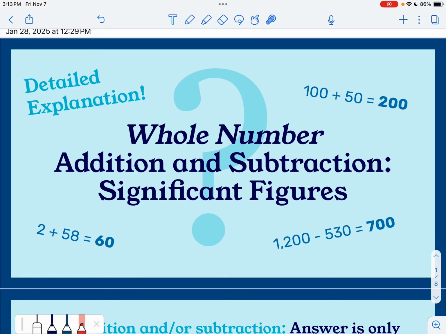Today we're answering a question that confuses a lot of students. How do you handle significant figures when adding or subtracting whole numbers? Let's break it down step by step.